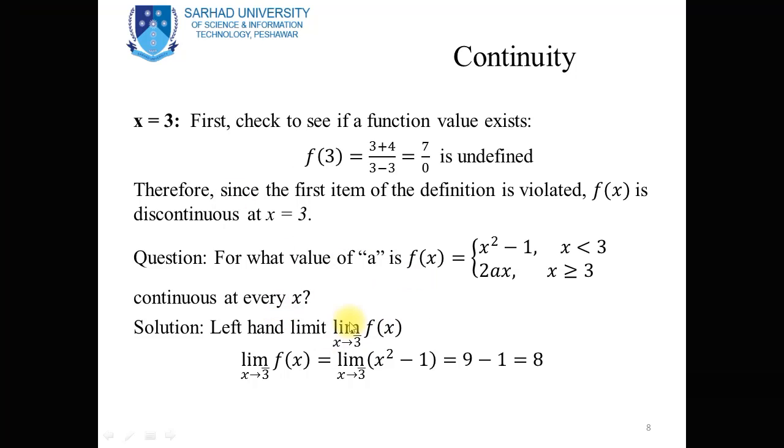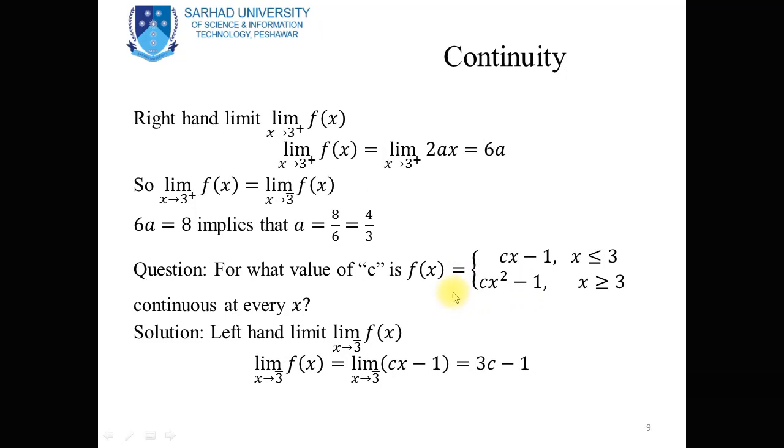So dear students, you see over here in this function, first of all we put the left hand limit in this piece. Limit x tends to 3 minus f of x is limit x tends to 3 of x square minus 1. This is the piece for the left hand limit. So putting x equal to 3, 3 square is 9, minus 1 is equal to 8. Now for the right hand limit we use this piece 2ax. So limit x tends to 3 plus, meaning the right hand limit, of f of x.